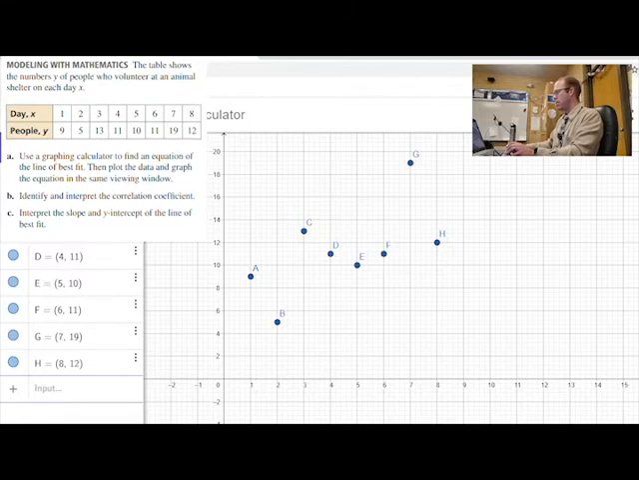I have taken those points and put them on GeoGebra here as a scatter plot, and you can see that they are going up and to the right. So we should expect that our line of best fit will have a positive slope, or there is a positive correlation. So let's go ahead and do that line of best fit first.